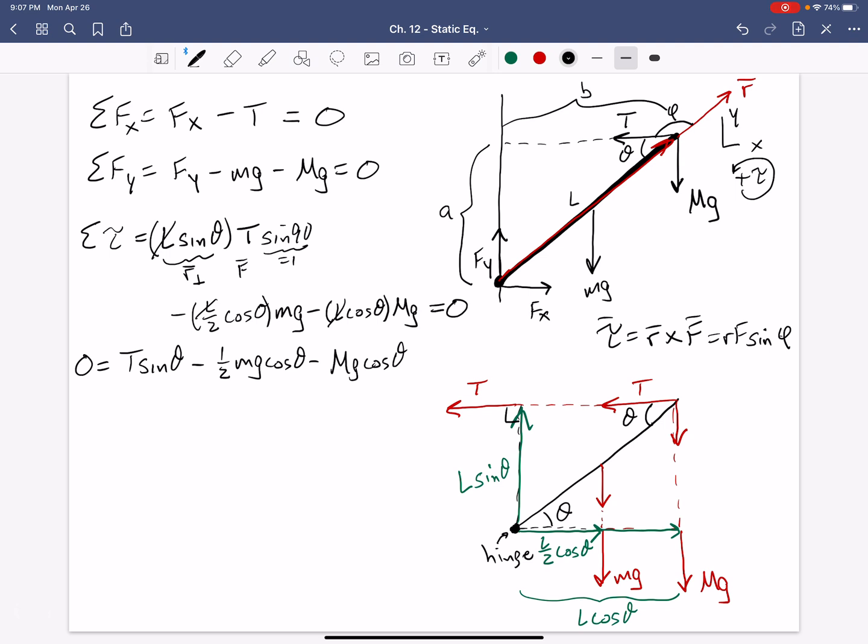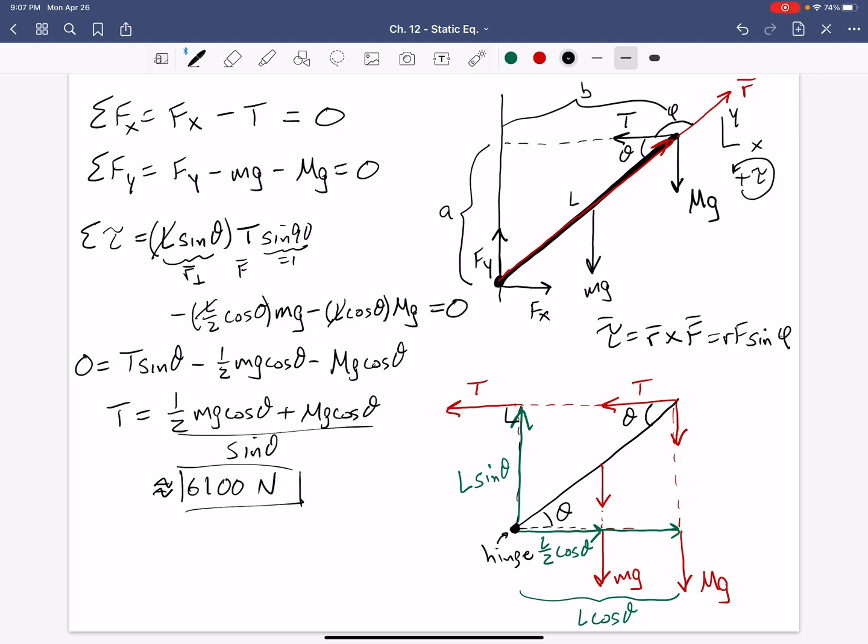We know the masses, we know G. We can solve for tension. So 1/2 mg cosine theta plus capital Mg cosine theta all over sine theta should give us, I'll say, approximately 6,100 newtons for the tension. Okay, approximately, right?